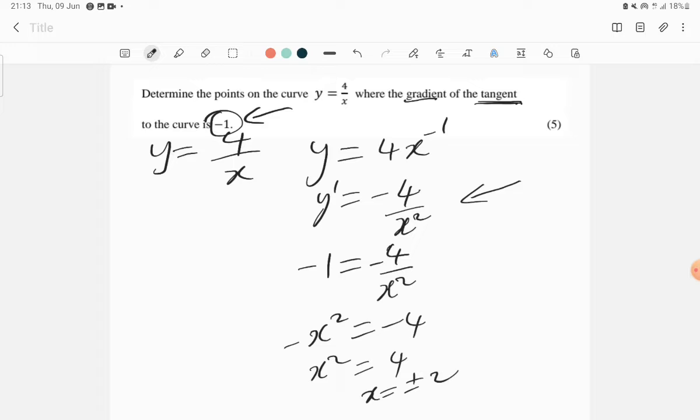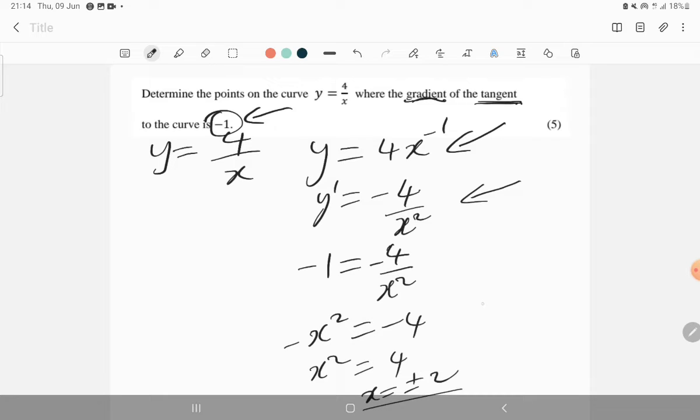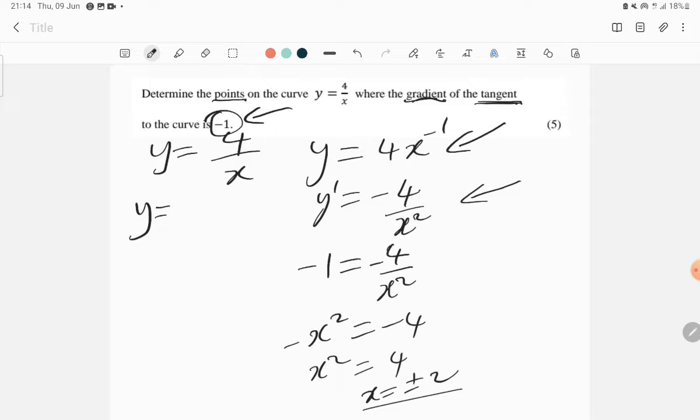So these are the values of x where the gradient of the curve, and also the gradient of the tangent, is -1. So it's when x is equal to 2 and x is equal to -2. But when they say calculate the points, we really need to find the y-values as well. Then the y-values will be found by substituting x by -2 to get -2, and in the place of x, you can also substitute 2 to get 2.